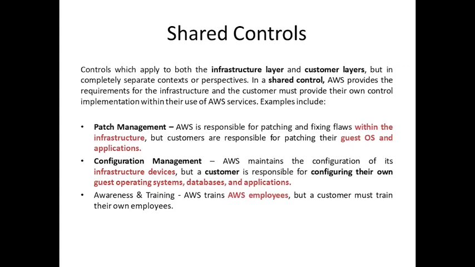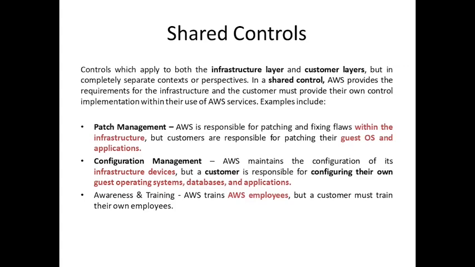The final one is shared control. There will be some responsibilities which will be shared by both AWS as well as customers. What are they? Controls which apply to both the infrastructure layer, that means the layer that is built into the physical side of the infrastructure, and also your side. So first is patch management. What is patch management? Any idea, friends? Anything that happens in your security, anything that happens in your OS and all, that is called a patch.